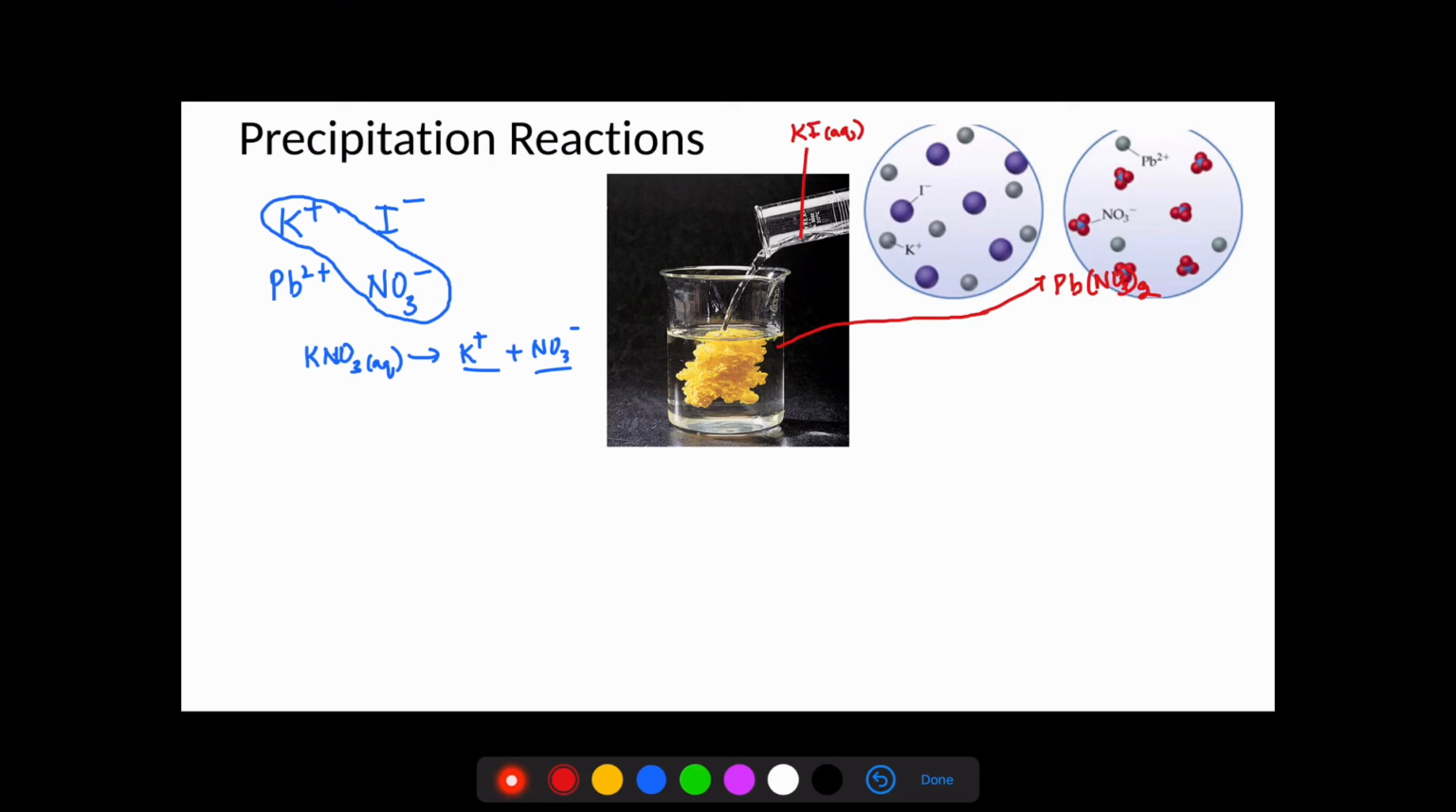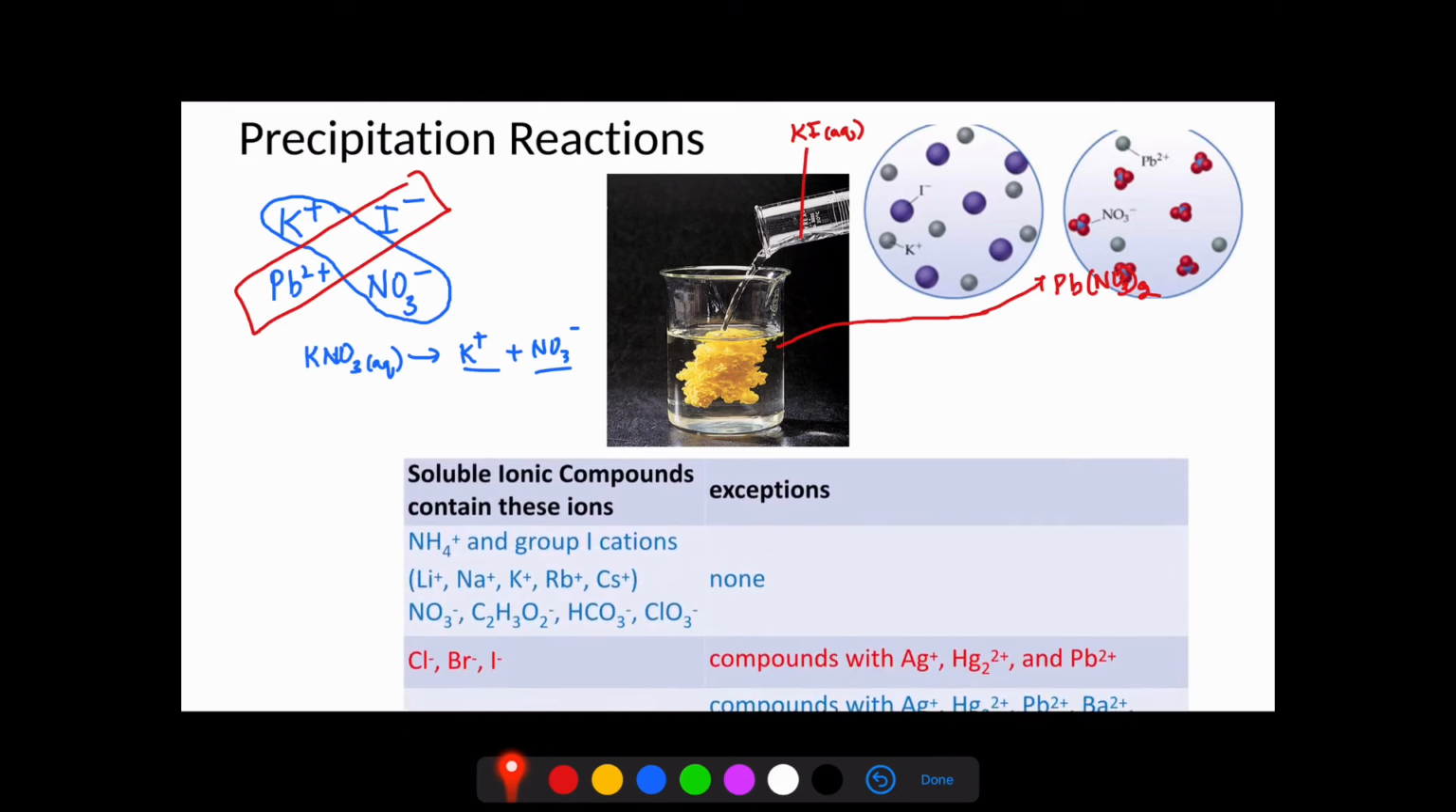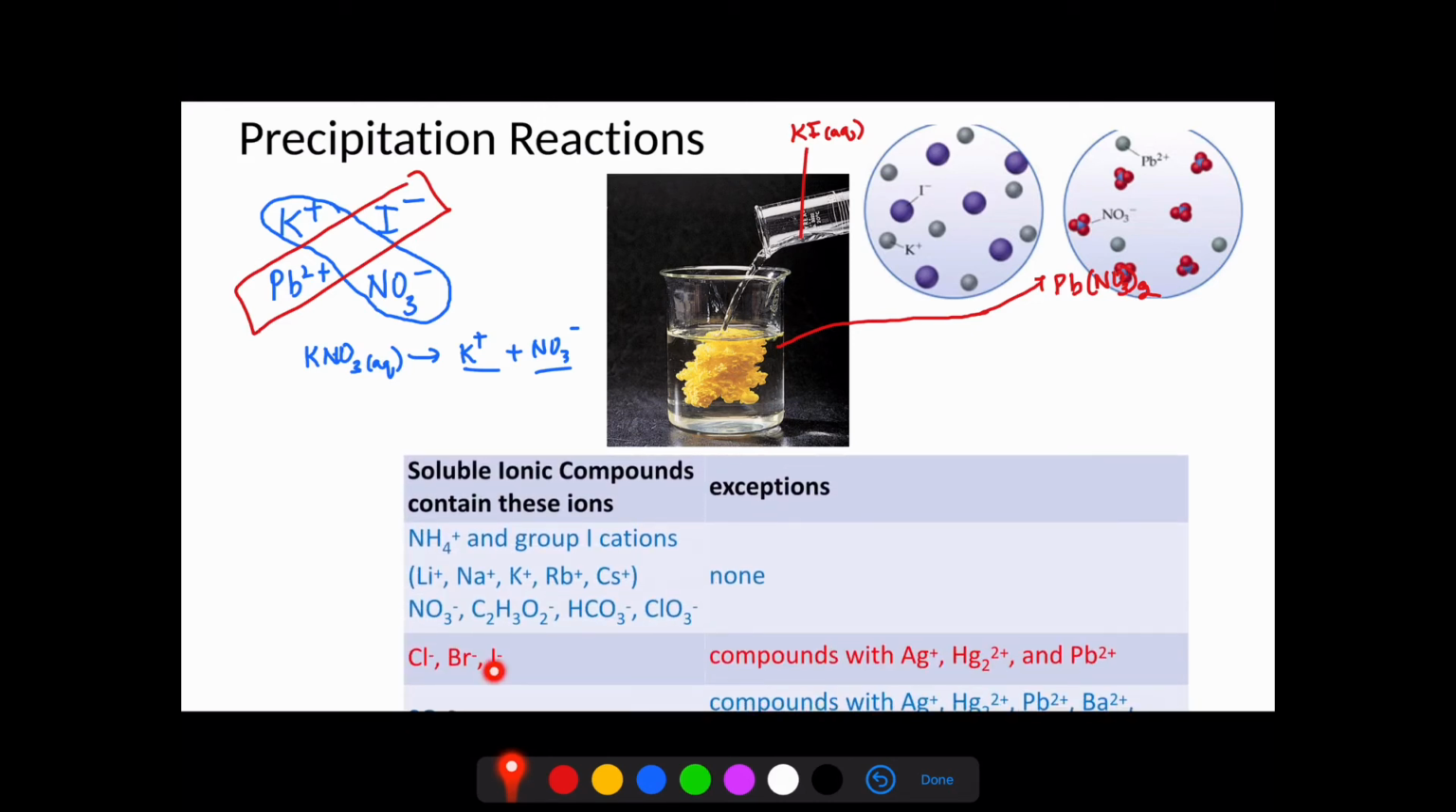But what if lead and iodide ions come together? Let's bring our solubility chart. You can see here, iodide is insoluble with lead. Okay, this is an exception. If you have iodide with lead, that's an exception to solubility, meaning lead iodide is an insoluble compound. Okay, so now the lead ions are going to stick to the iodide ions and form this solid lead iodide. Okay, that's your solid now.